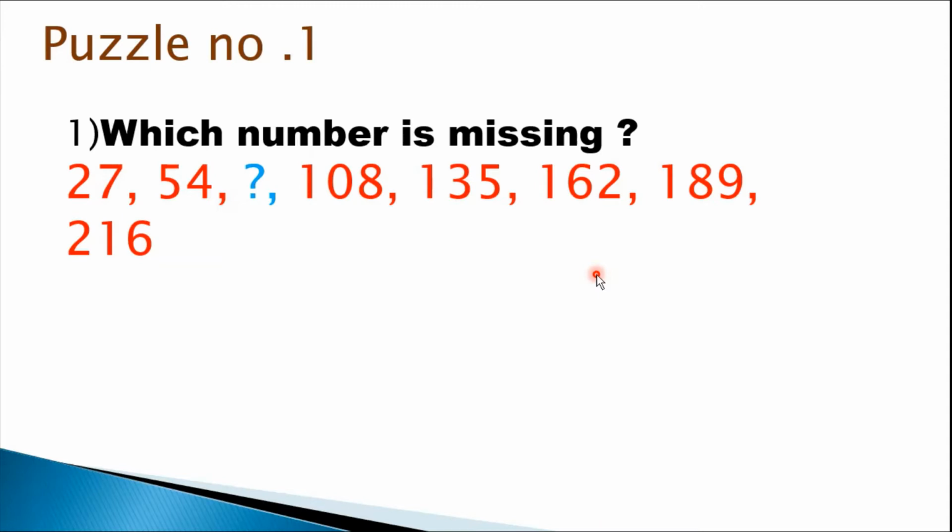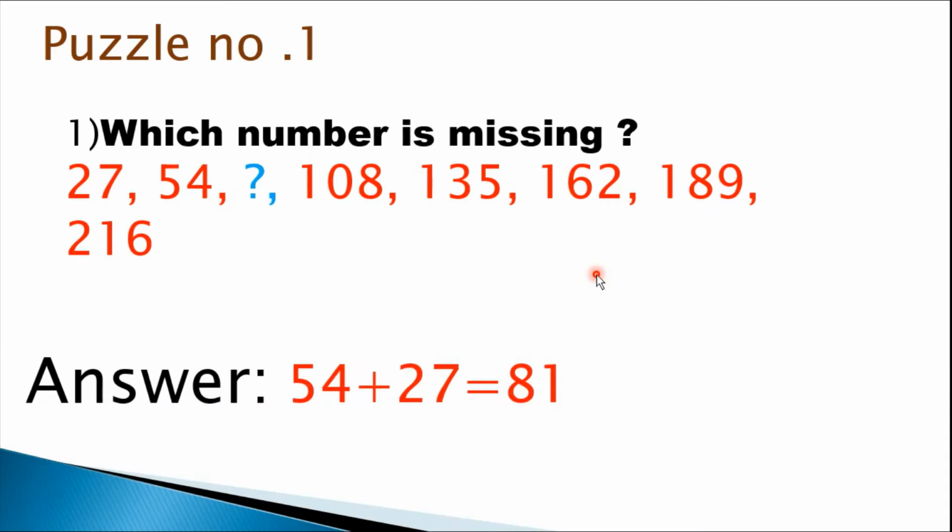10, 9, 8, 7, 6, 5, 4, 3, 2, 1. The answer is 81. How did we get 81? It is just that the previous number needs to be added: 54 plus 27, you get 81. And the same pattern goes on.